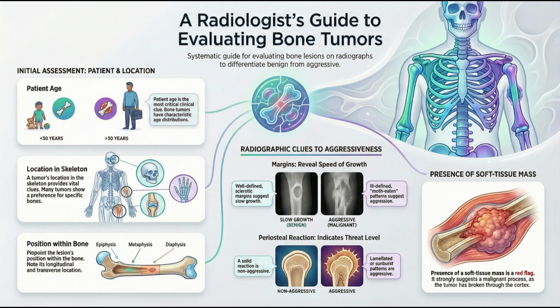And nothing predicts behavior better than the next 2 findings. Margins and periosteal reaction. This is it. This is the difference between a patient who can wait 6 months for a follow-up and one who needs to be in the oncology suite tomorrow.